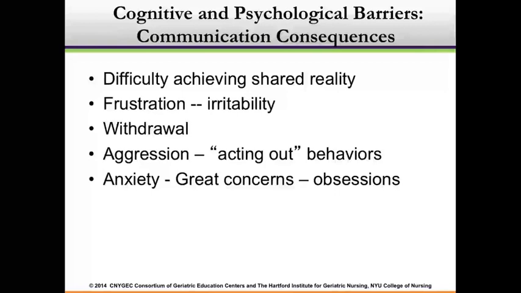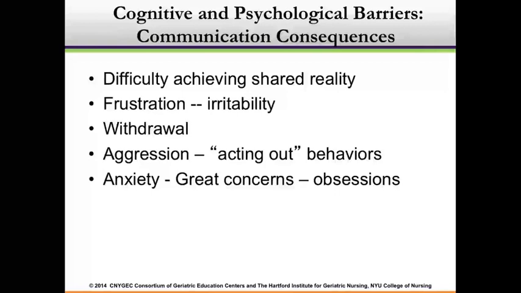So what are some of the cognitive and psychological barriers? What are the communication consequences of all this? Some of this I think is pretty obvious, but it's important that we list it out. One is difficulty in achieving a shared reality. It's hard to see other people's perspectives when you have all of these barriers up there.